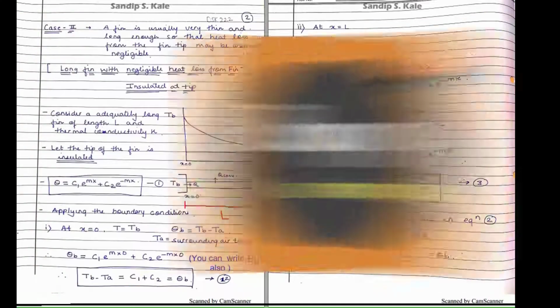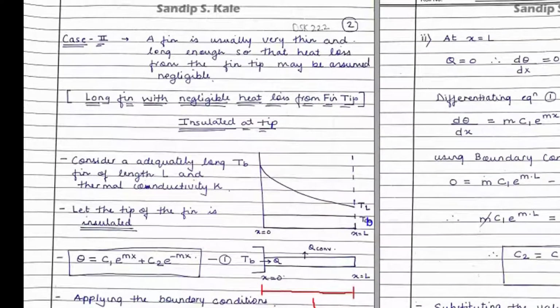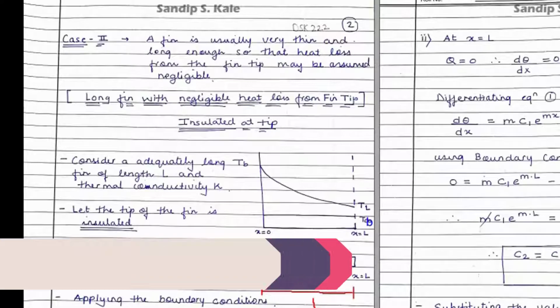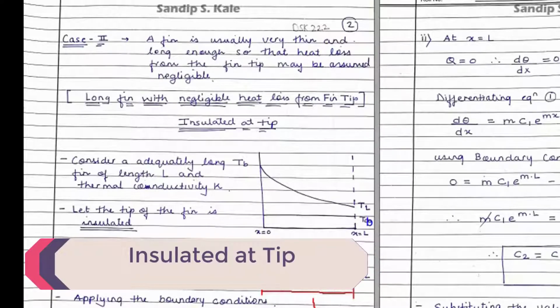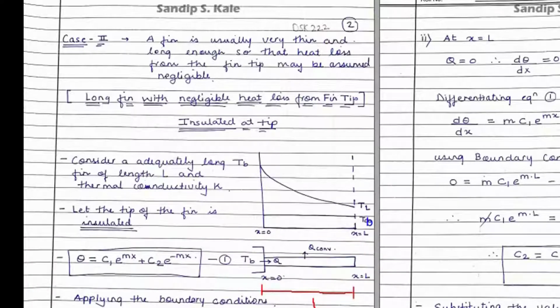So today in this session we will start with the next case, that is case number 2, where the fin is of finite length and insulated at the tip. Previously we have seen case number 1 where the fin was of infinite length. So do watch that video, then only watch this because it will help you for a clear and better understanding. So let's start with the derivation.